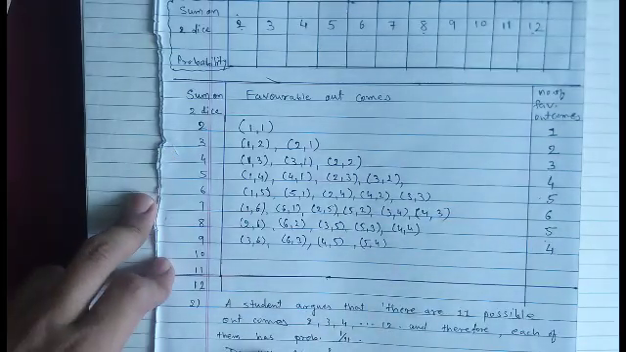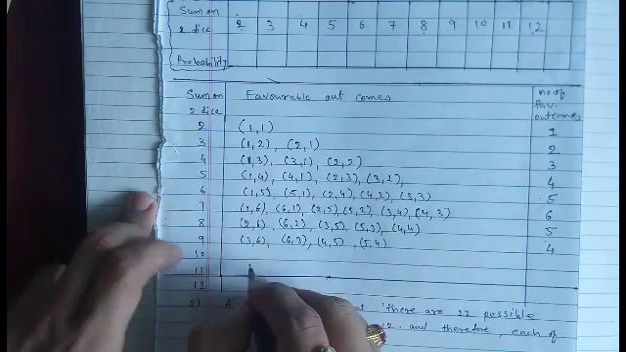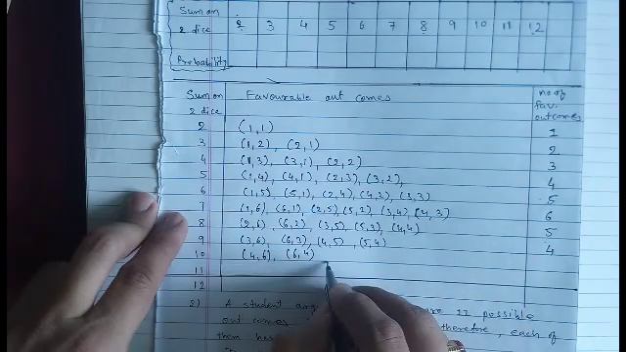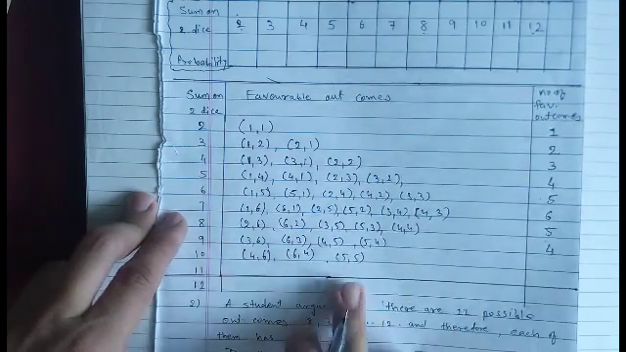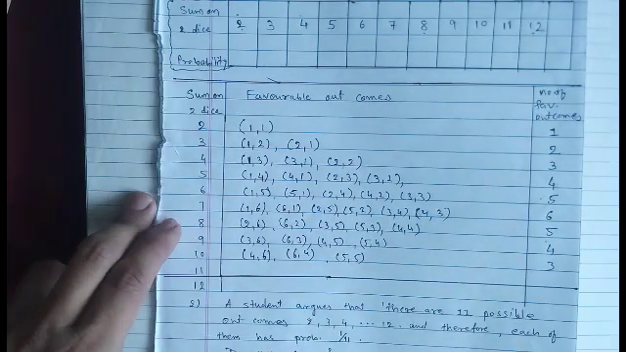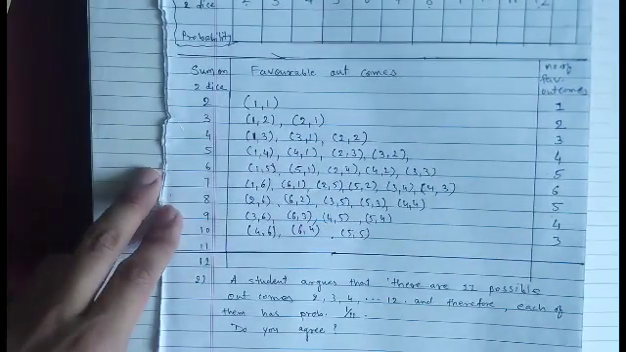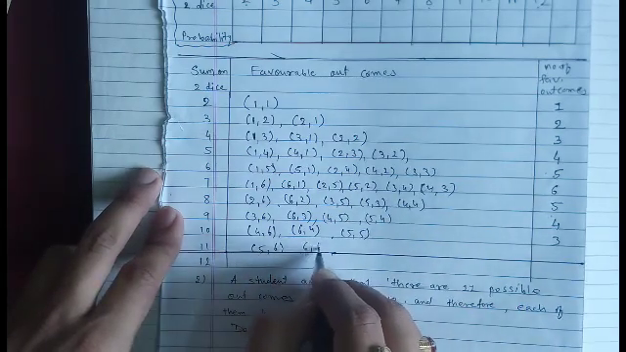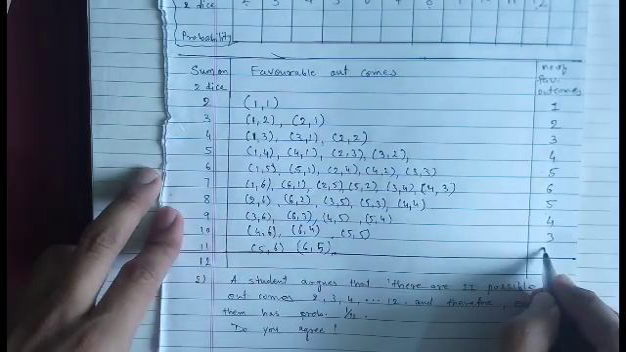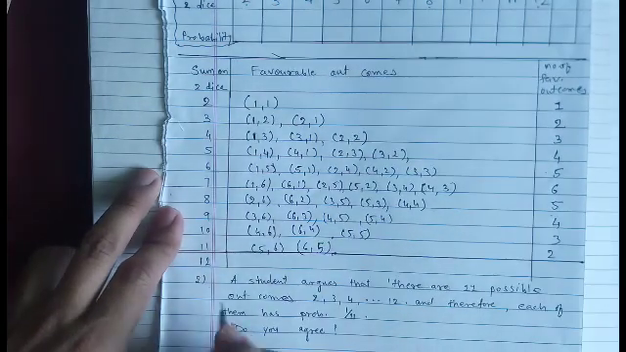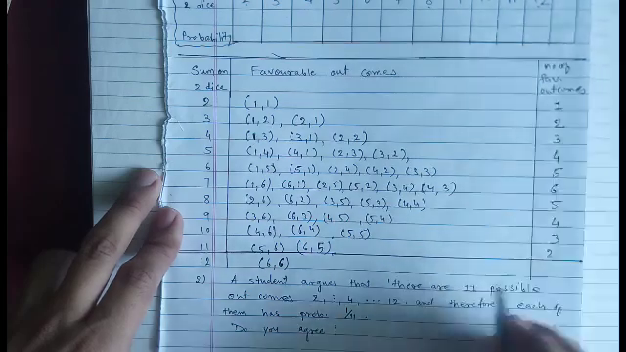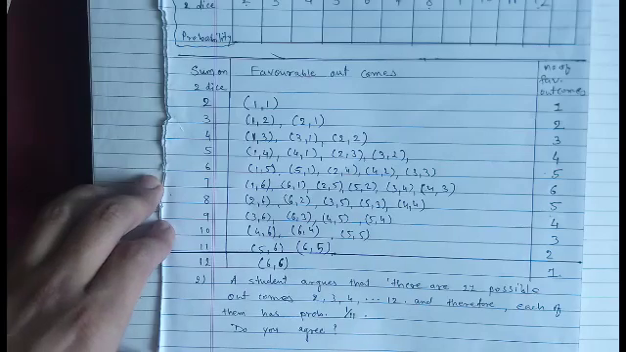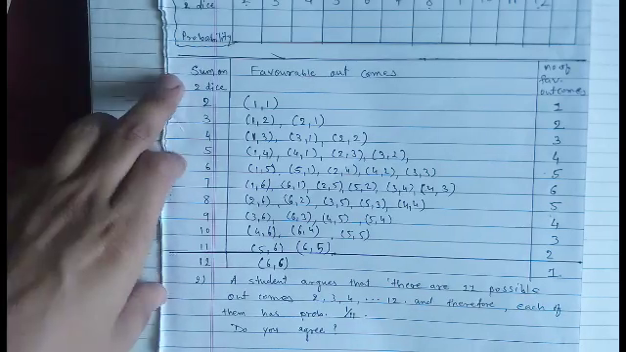Then to get 10, let's think of it. For 10 we get 4 plus 6, 10. 6 plus 4, 10. Then 5 plus 5. So here 3 outcomes. Then to get sum 11, what are the possibilities? 5 plus 6 and 6 plus 5, 2 possibilities. And then to get sum 12, 6, 6. Number of chances 1. So this is the list of the number of chances to get the sum as given in the table.